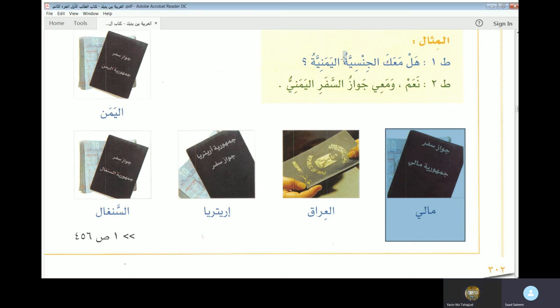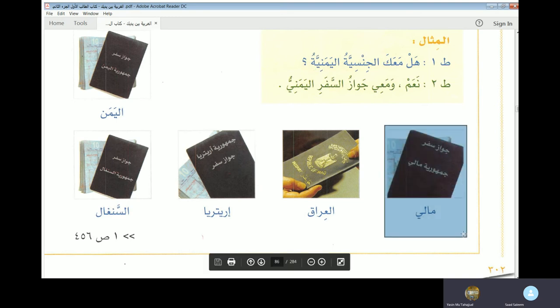Hal ma'aka jinsiyatu Maliyu? Jinsiya is a feminine word, so nationality will also have a ta marbuta. Maliyatu. Will I say Maliyatu, or just Maliya? Okay, Maliya.